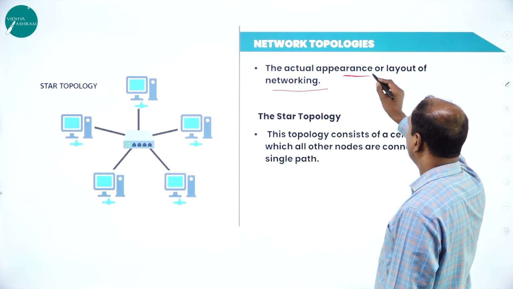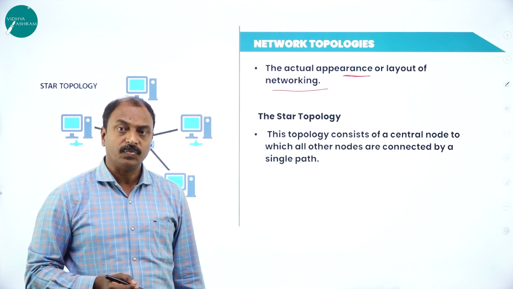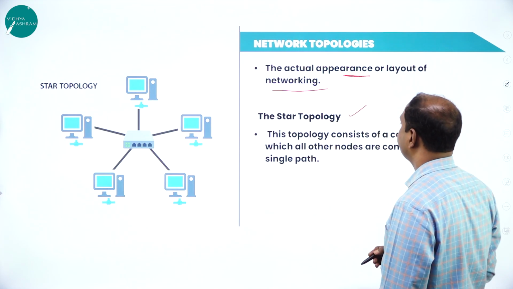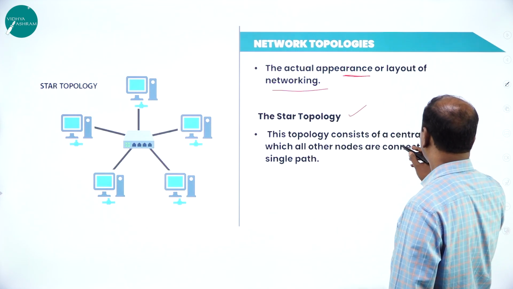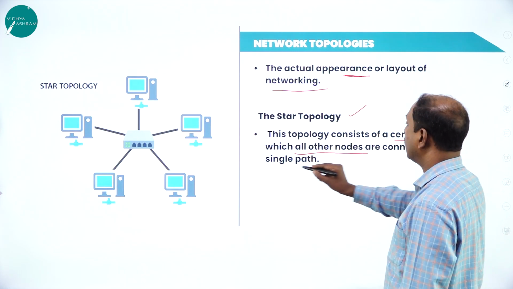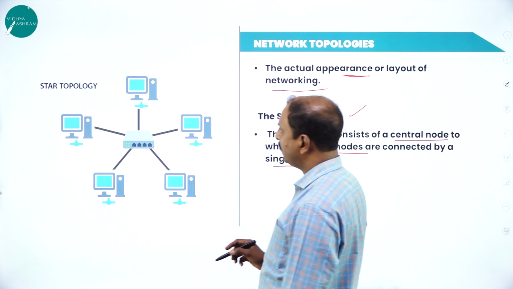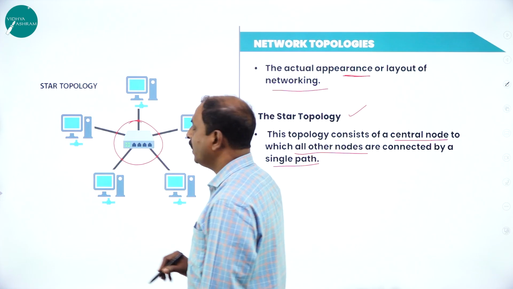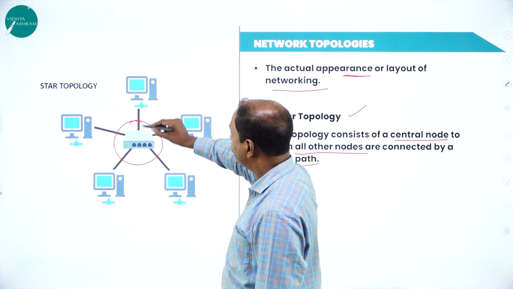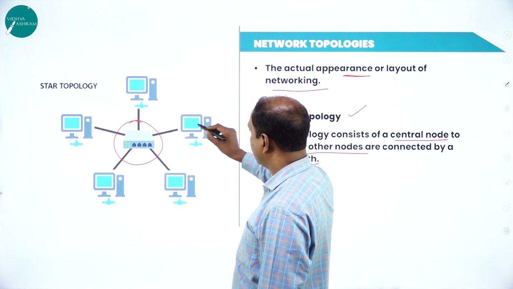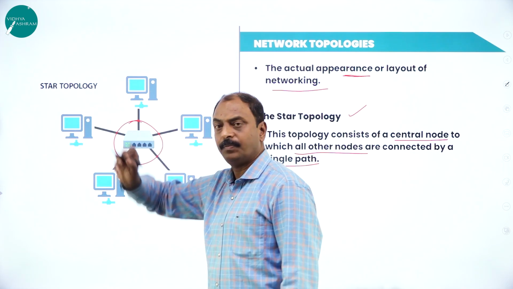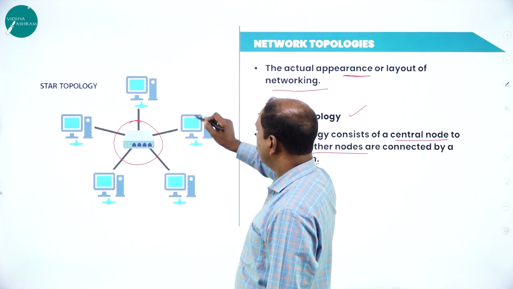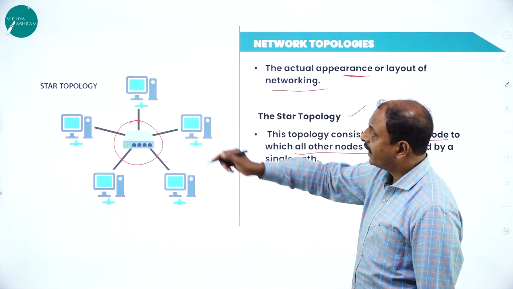So in topology, we are going to learn how to connect different computers in a network. Based on this, we have different types of topologies. The first one is star topology. What is star topology? This topology consists of a central node to which all other nodes are connected by a single path. Just look at the diagram here. This is star topology. This is a central node, and all the other computers are connected to this individually. From here you connect to one, this is the second computer, another computer, and one more computer. This is a centralized device, so we say node, and all other computers are connected to it individually. So this is a star topology.